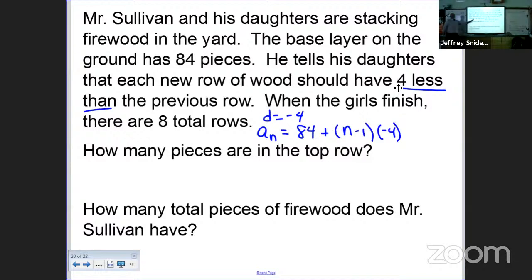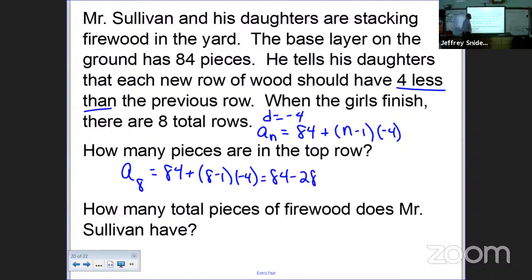Now, you can leave it like that right now. That is completely fine to leave it like that for this word problem. Because I can use this to get this answer. So now when I'm asking you this, I'm asking you to find the 8th term. So that would be whatever 84 plus 7 times -4 is. So that would be 84 minus 28.